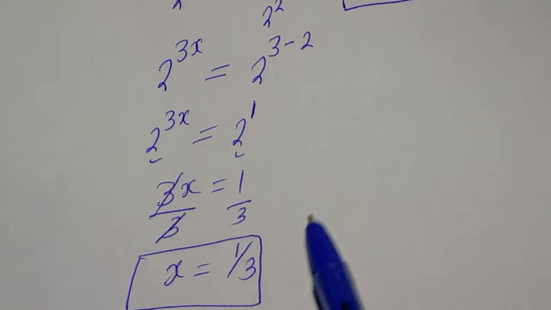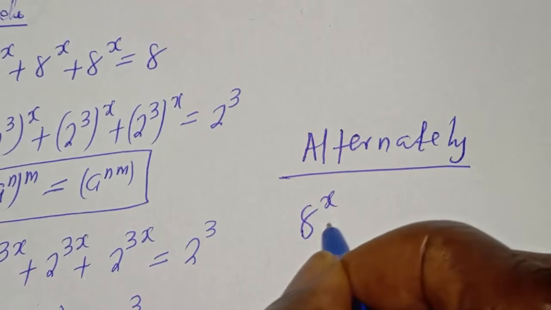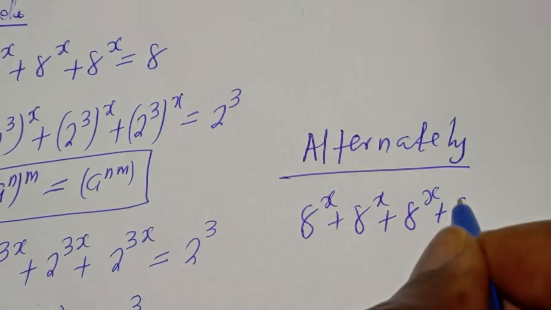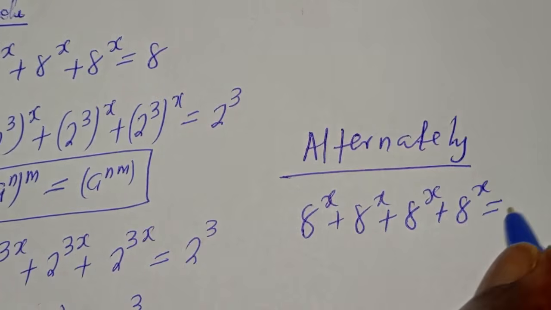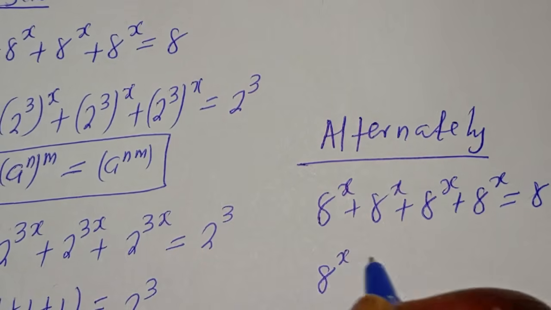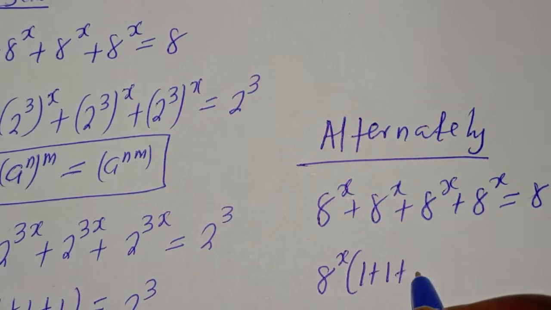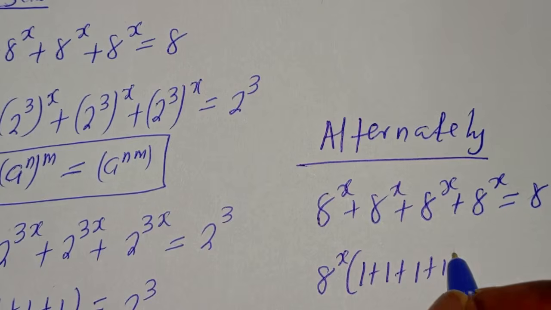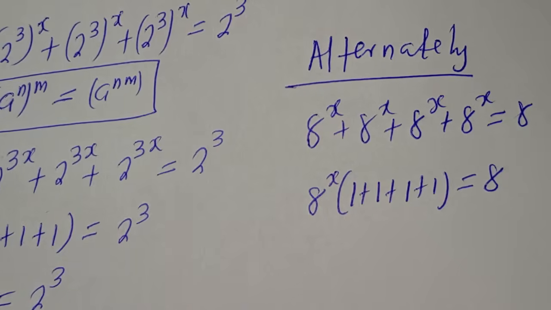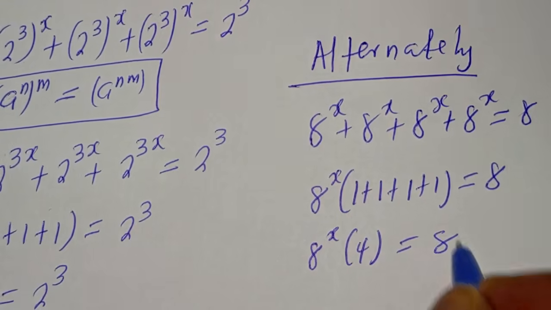Let's consider another method. We can quickly solve it in this way. 8 raised to power s plus 8 raised to power s plus 8 raised to power s plus 8 raised to power s is equal to 8. Now 8 raised to power s is common. 8 raised to power s bracket, this divided by this 1 plus this divided by this 1 plus this divided by this 1 plus this divided by this 1, is equal to 8. Then this is 8 raised to power s bracket 4 is equal to 8.